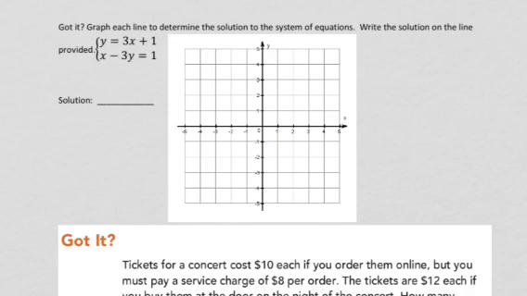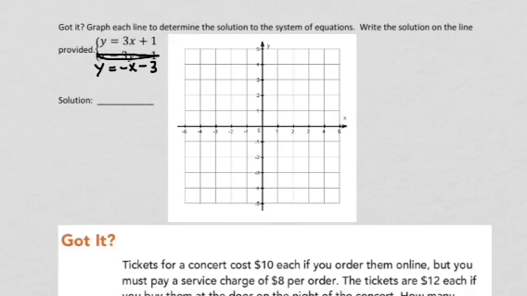In this next example, I would like for you to change the original problem. I would like the bottom one, so let's cross that off. I would like the bottom equation to be y equals negative x minus 3.